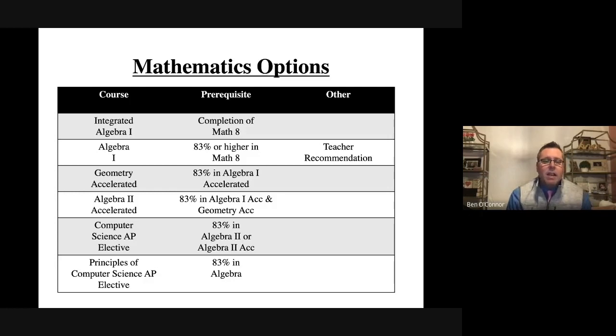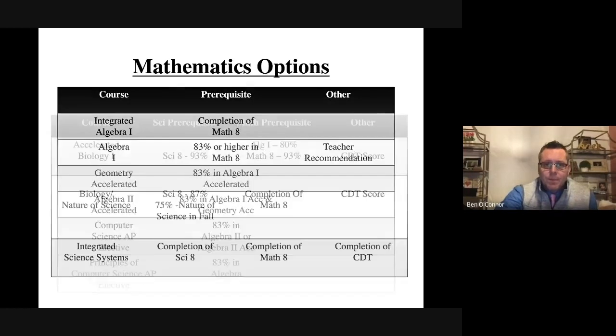geometry accelerated. We also have computer science AP as a math elective. It won't count as your math graduation requirement, but it is an elective. Students who got an 83% in Algebra 2 or Algebra 2 Accelerated can sign up for that. Then there is a Principles of Computer Science AP elective for students that have received an 83% in Algebra.